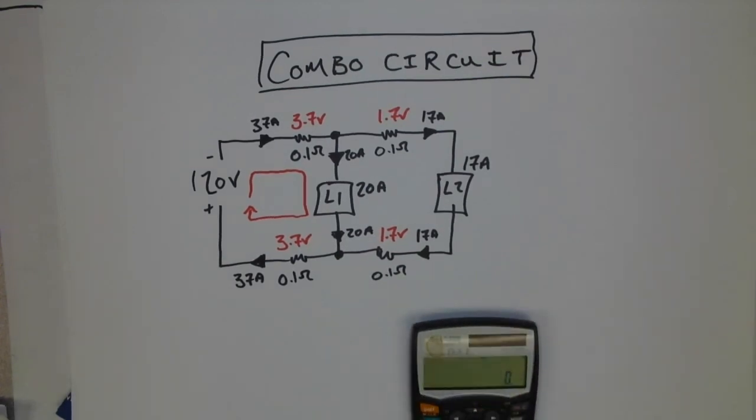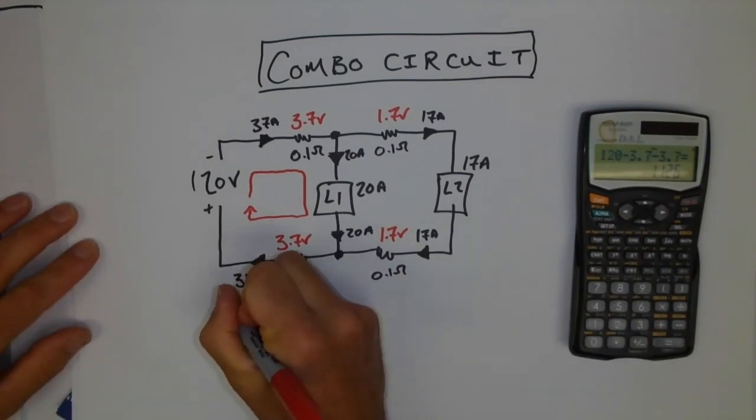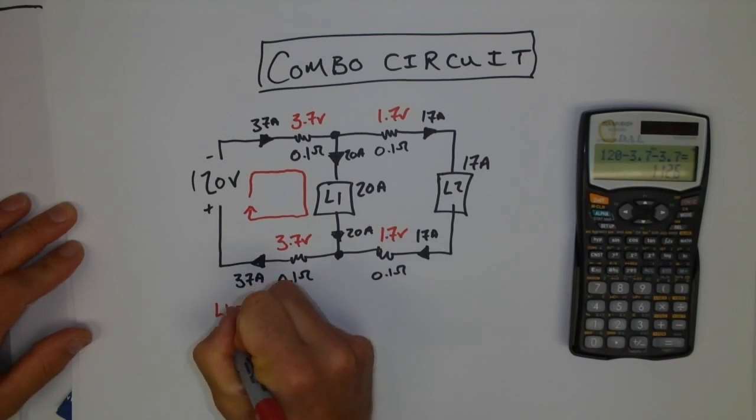I'm going to take my 120 minus 3.7 minus 3.7, and that gives me 112.6 volts. So I'm going to write that down over here. Load 1 equals 112.6 volts. Well, what about load 2 then?